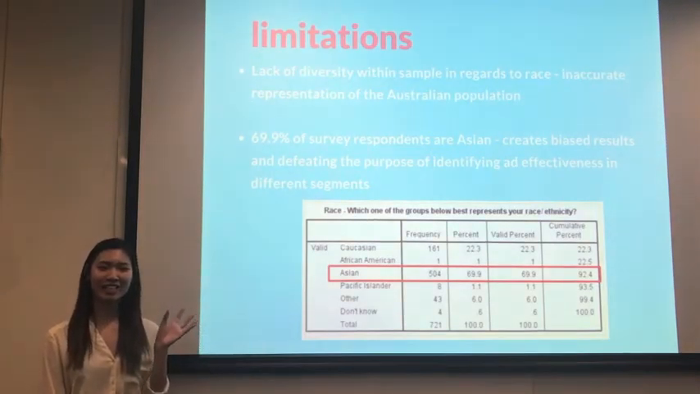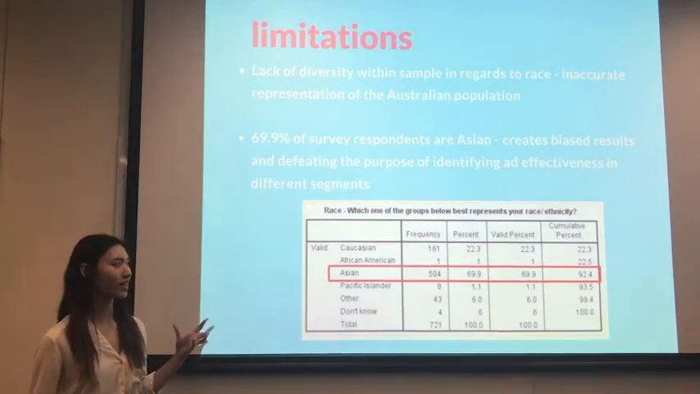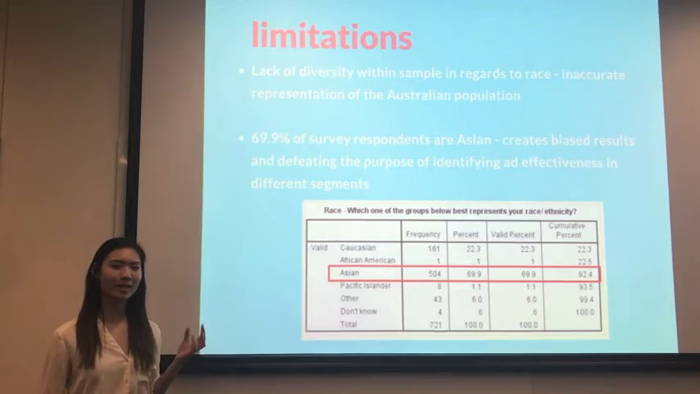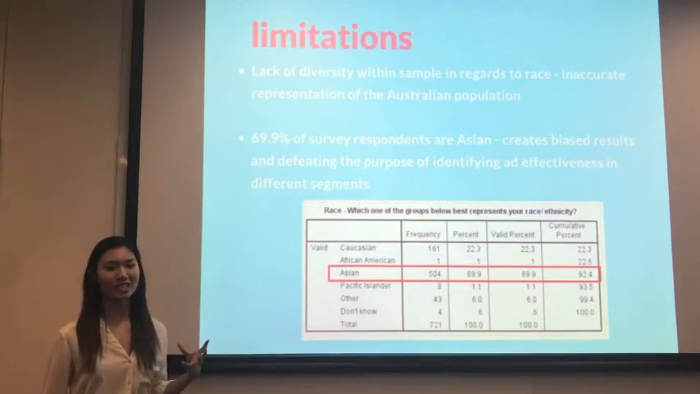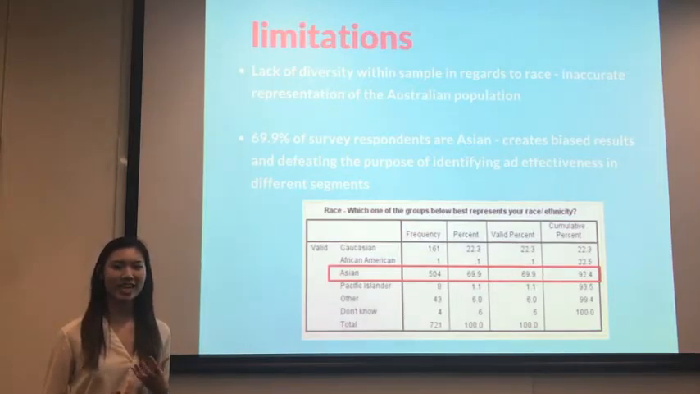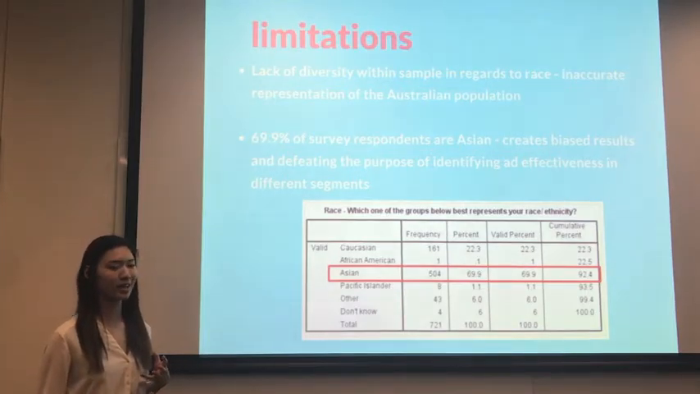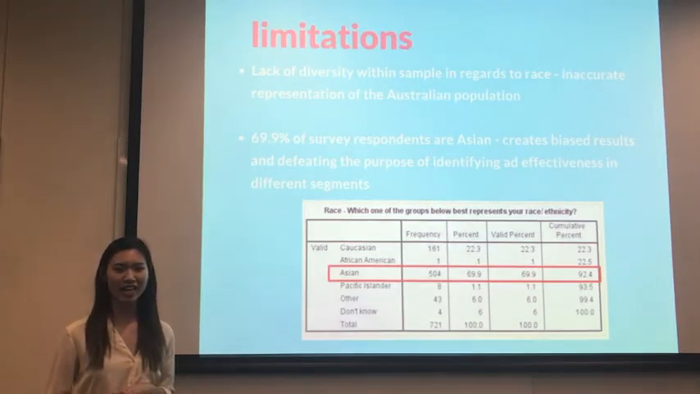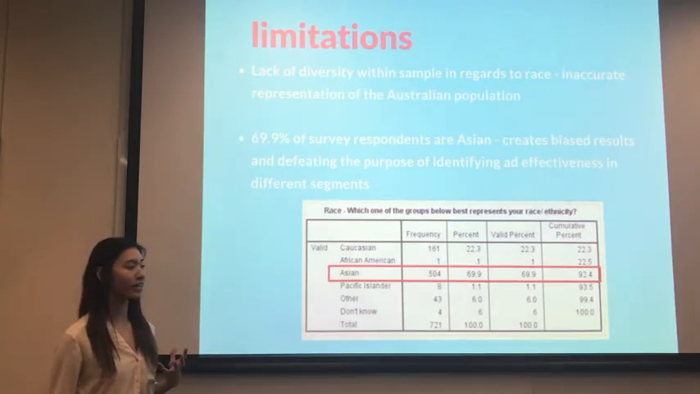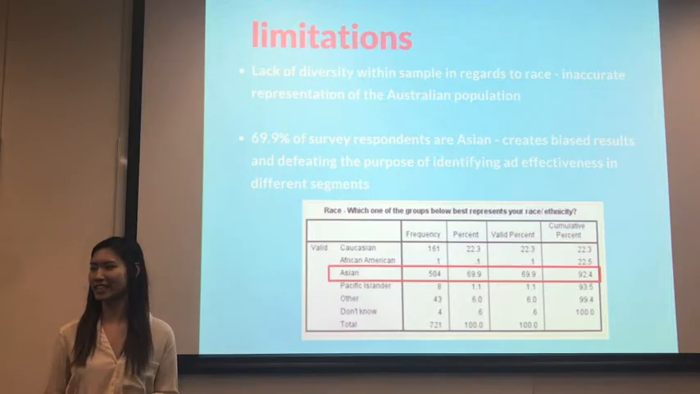The next limitation is the lack of diversity within the sample in regards to race. Out of the 721 valid participants that we had, 504 of these individuals came from an Asian ethnicity. The result is 69.9% of the sample participants having an Asian background, which makes up more than 2/3 of the data. The problem with this is that it creates a biased result, which defeats the purpose of determining whether or not race affects the ad effectiveness under these circumstances.